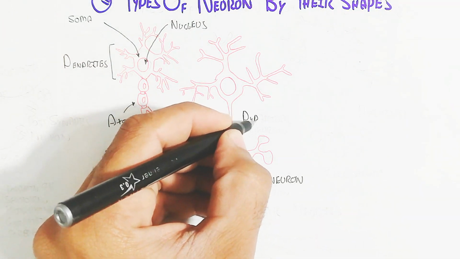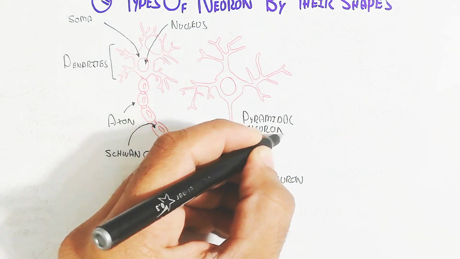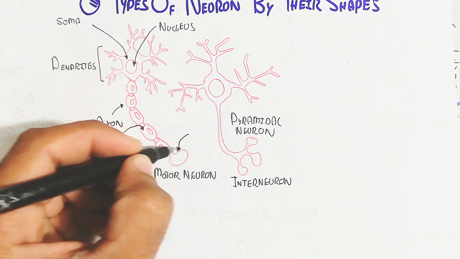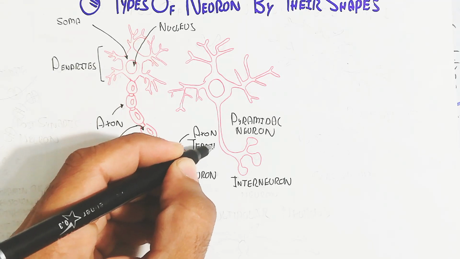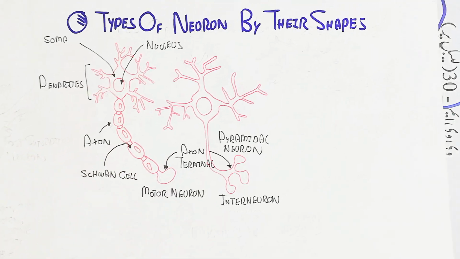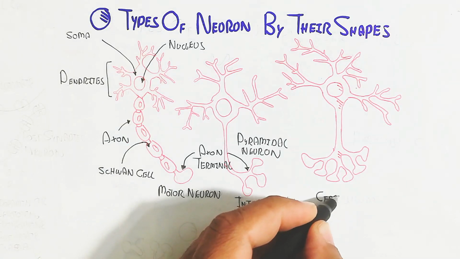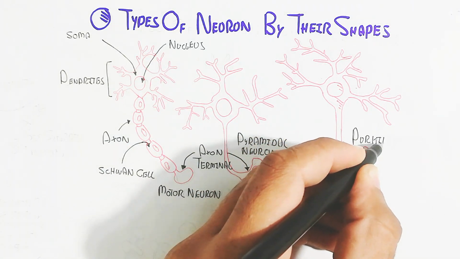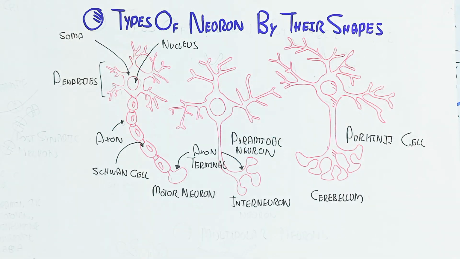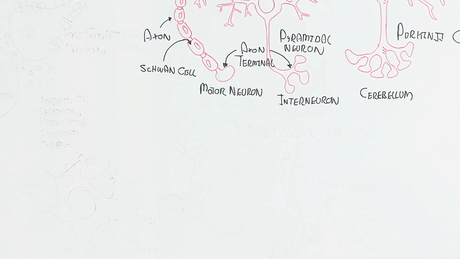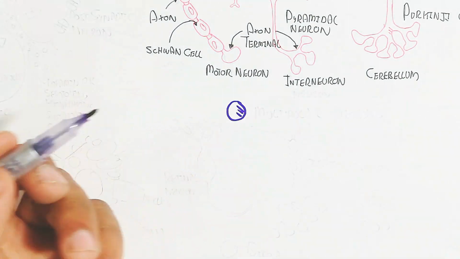The interneuron is present in the spinal cord and brain for integration, and it is also known as the pyramidal neuron because the dendrite is pyramidal in shape. The axonal terminals are more than one. On the other hand, the cerebellum contains the Purkinje cell, which has a density of dendrites, like a tree.